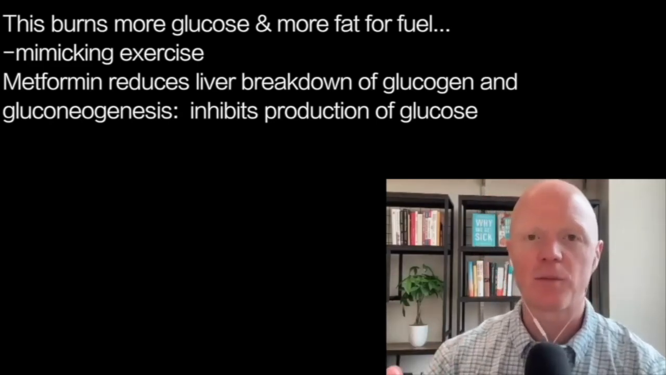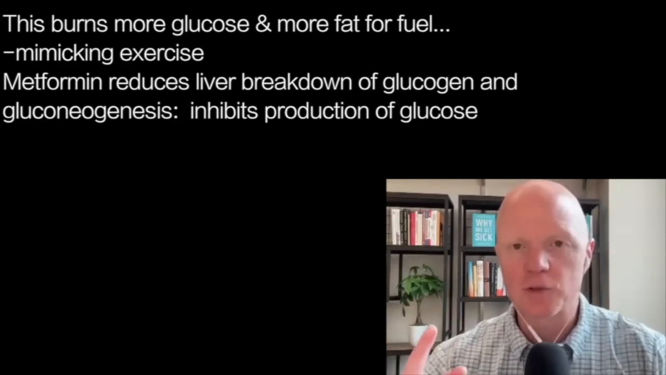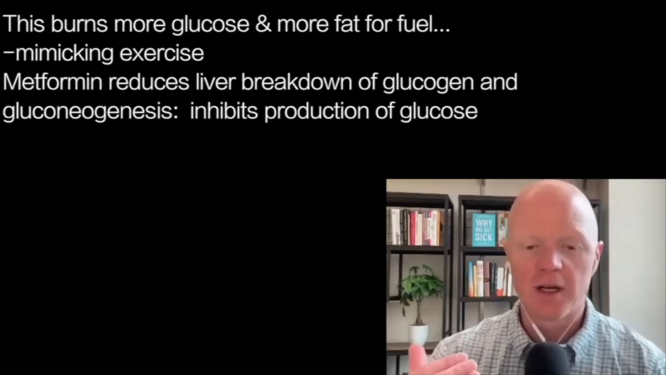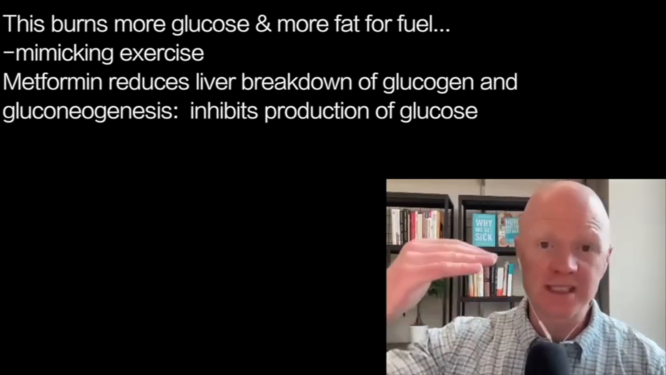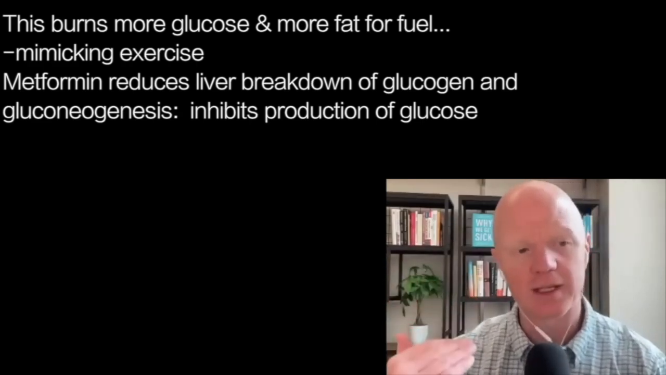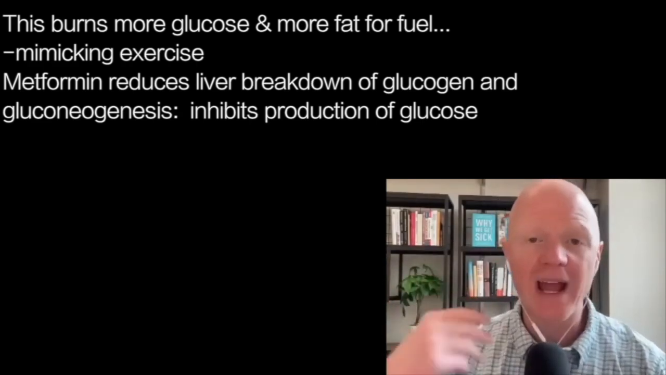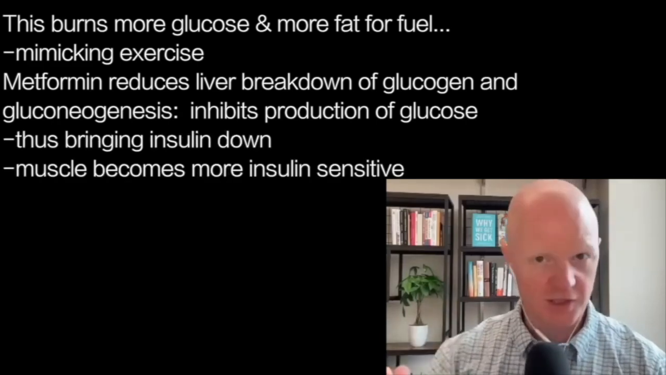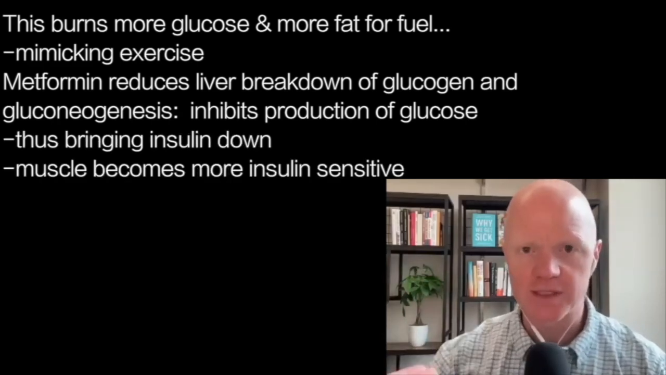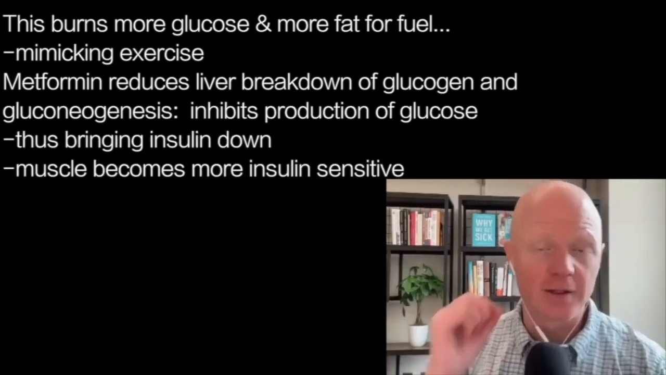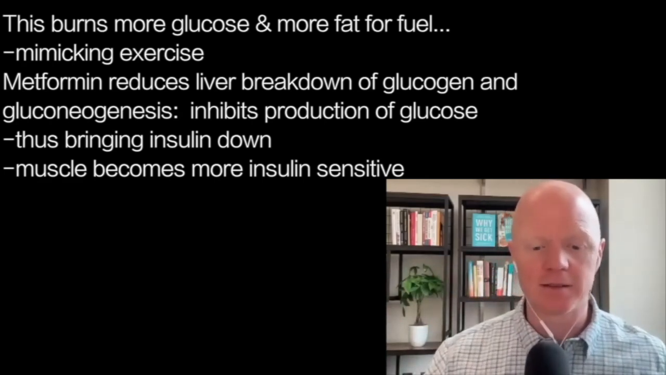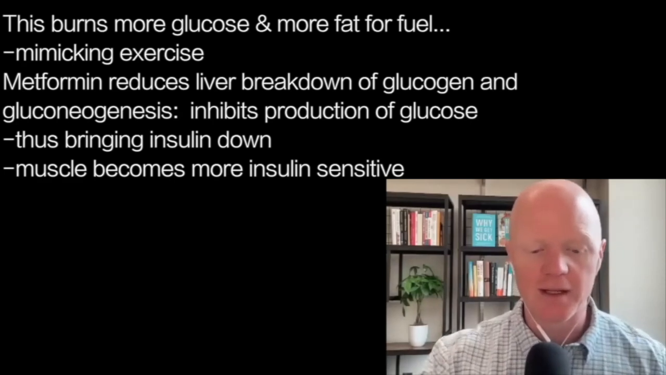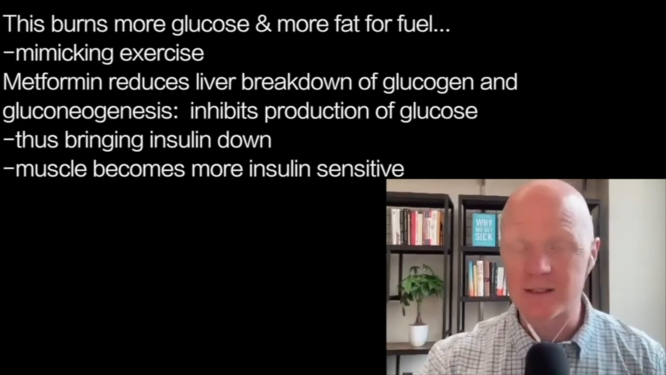This means that metformin will have two general effects that have been pretty well documented. One is that it reduces the liver's production of or breakdown of glycogen and gluconeogenesis. So in other words, it's stopping or slowing or inhibiting the liver's production or output of glucose, which is a good thing. That's going to reduce blood glucose levels, which helps insulin come down. And then speaking of insulin, there's evidence to suggest that muscle, which by mass is the main insulin sensitive, insulin dependent tissue in the body, the muscle becomes more insulin sensitive directly.